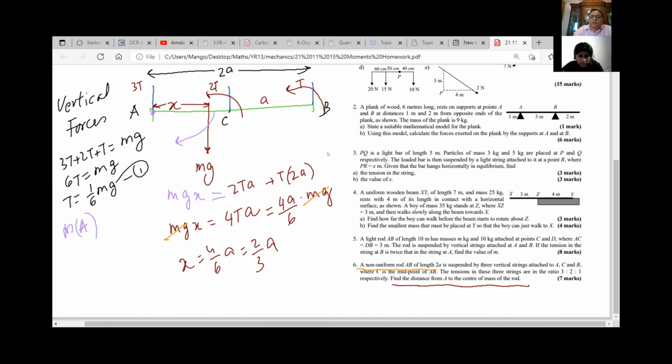So they have not given any units. Wait, where did the other 4TA go? So I substituted for t. You see that? T is 1/6 of mg, right? That's what I wrote. That's where I got a little bit, whoa, what happened kind of thing. Yes. Okay. So mg got cancelled.